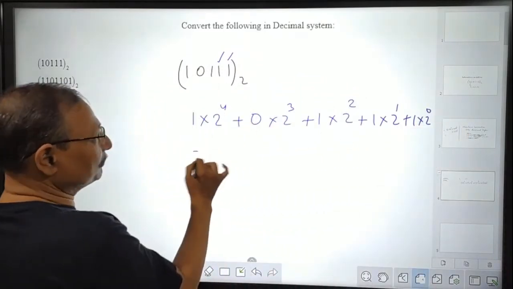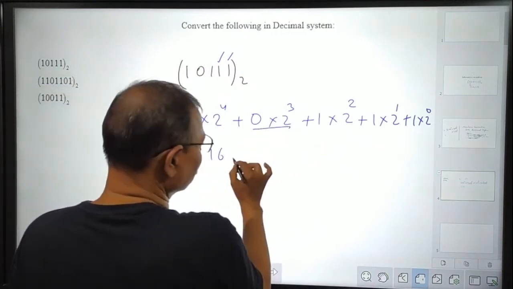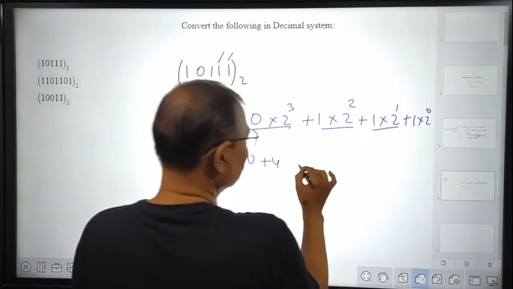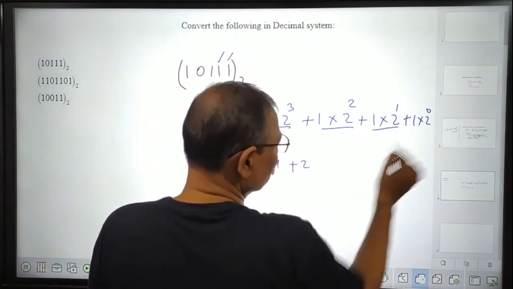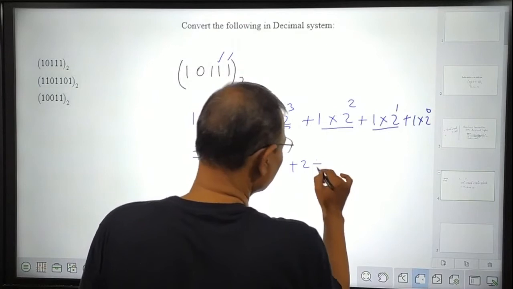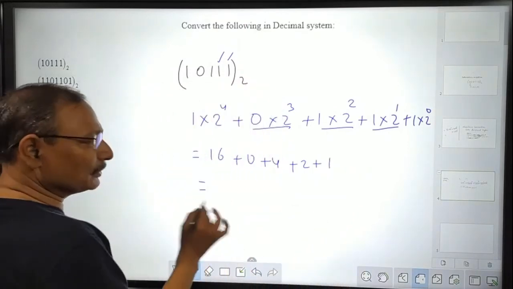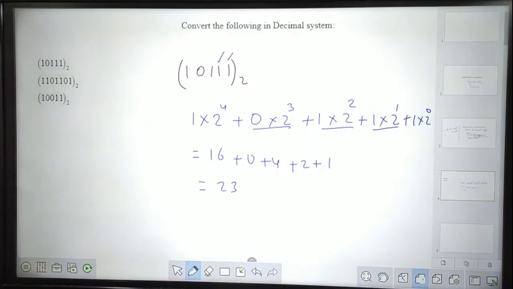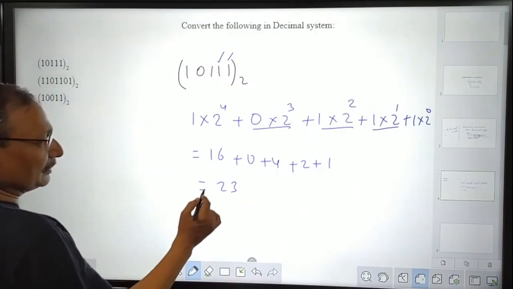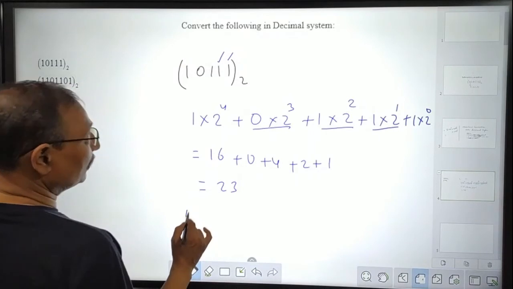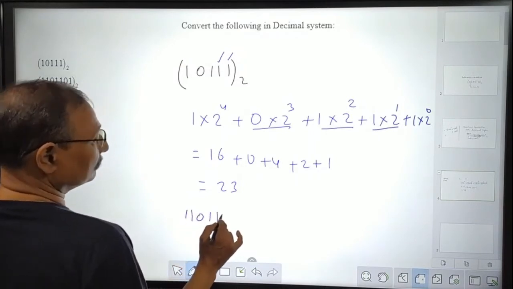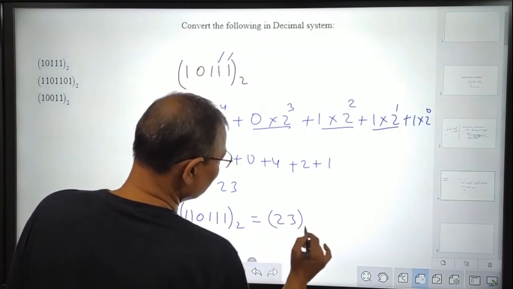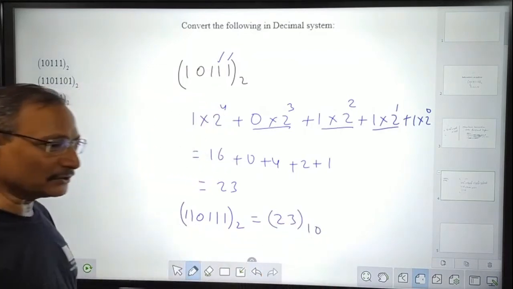So clearly it will be equal to 16, this will be 0, this will be 4, this will be 2, and this will be only 1, because 2 to the power 0 is equal to 1, so it is 1 into 1. And so we got the result 23, and this is the answer of this question. So 11011 in the binary system is equivalent to 23 in the decimal system.